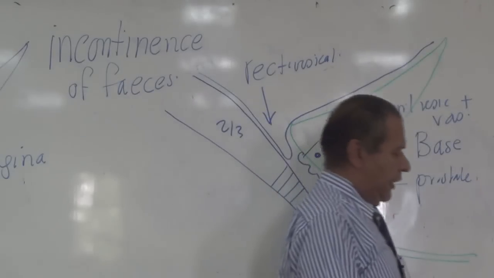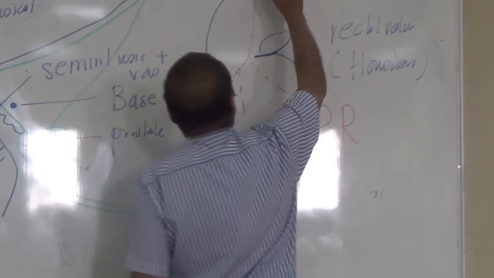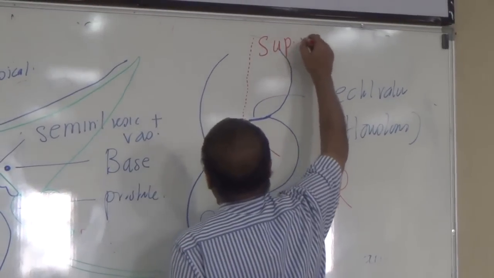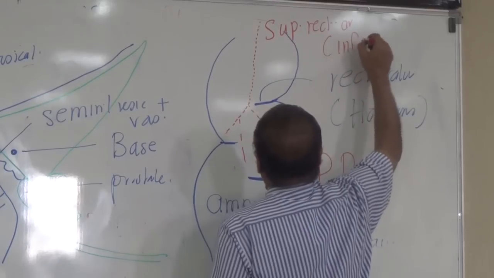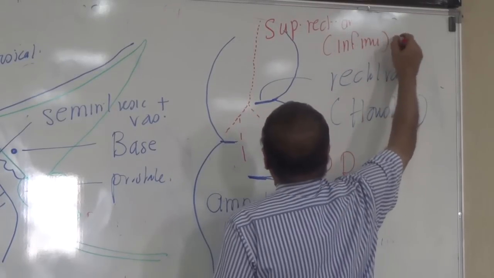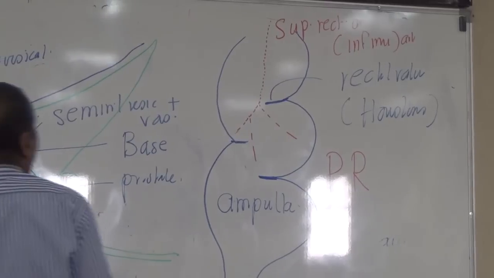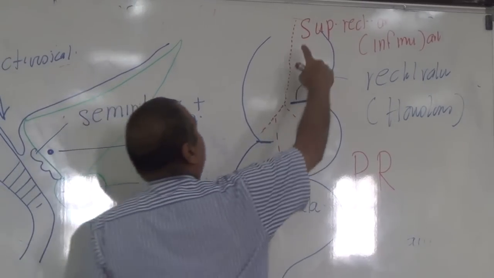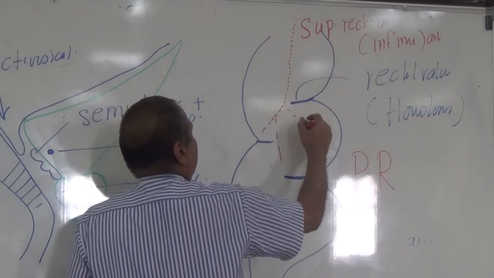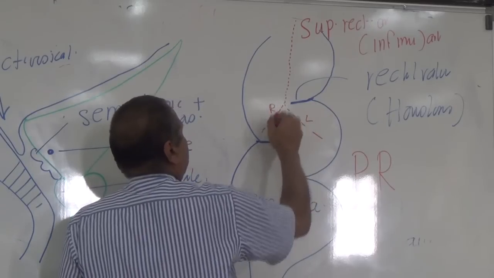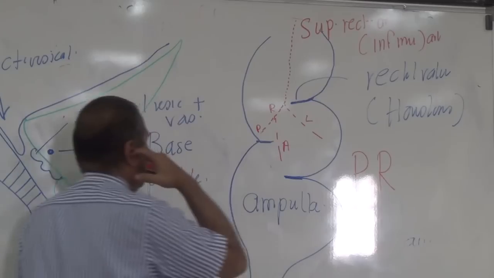The blood supply of the rectum comes through three main sources. This is the superior rectal artery, a continuation of the inferior mesenteric artery. The inferior mesenteric artery, after crossing the left common iliac artery, becomes the superior rectal, which passes on the posterior surface of the rectum and divides into left branch and right branch. The right branch divides into anterior branch and posterior branch.